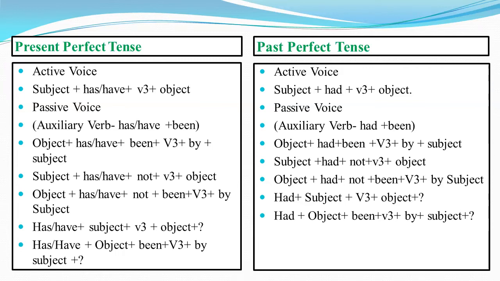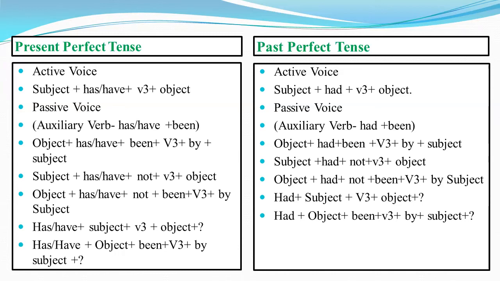Okay, and the structure of interrogative sentence, in active sentences we will write has or have first, then subject, and then third form of verb, and then object, and then question mark. And the passive voice of interrogative sentence is has or have, then object, and then been, then third form of verb, then by, and then subject and question mark. Okay, students, do not forget to put question mark in the end of the interrogative sentences. Okay, let's see the past perfect tense.